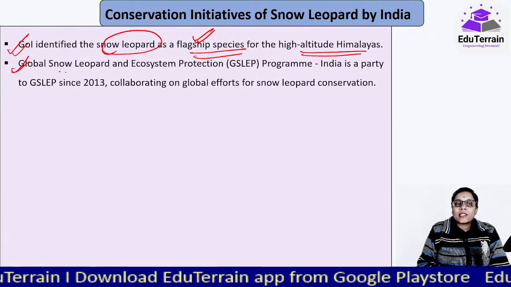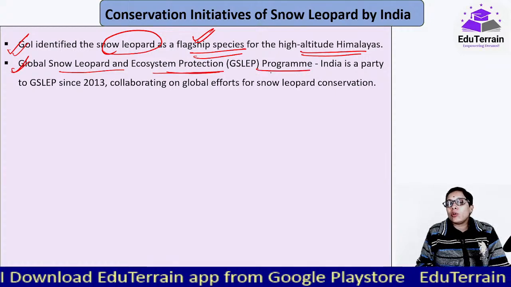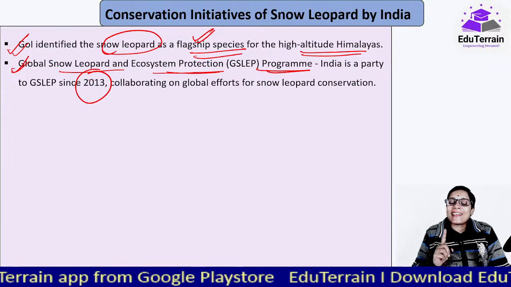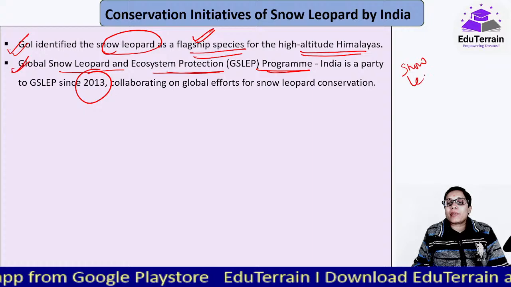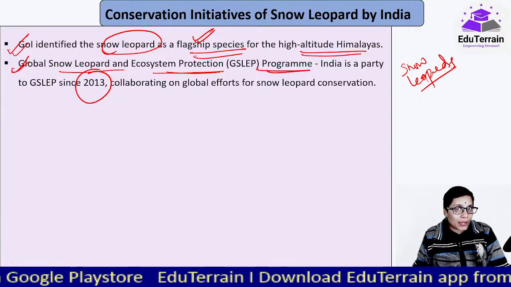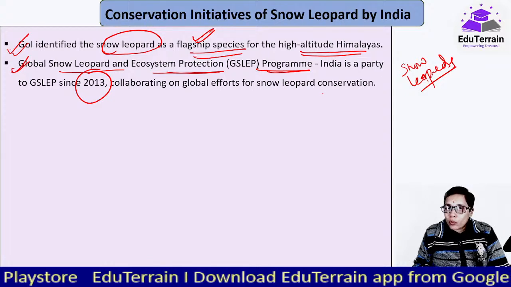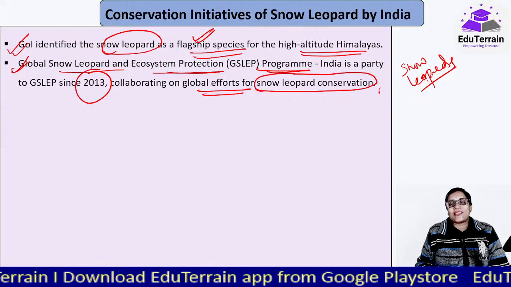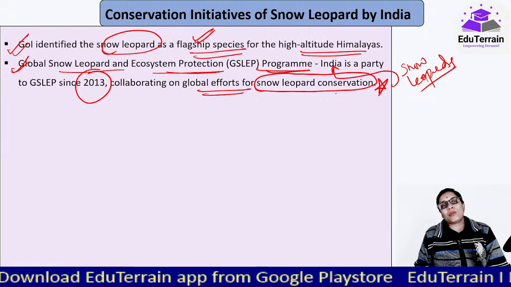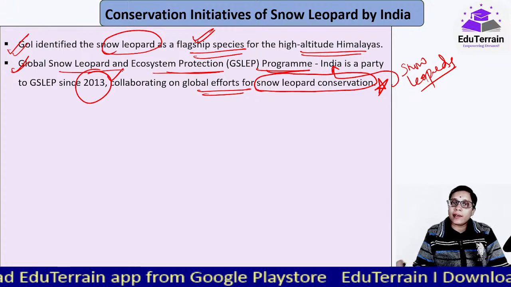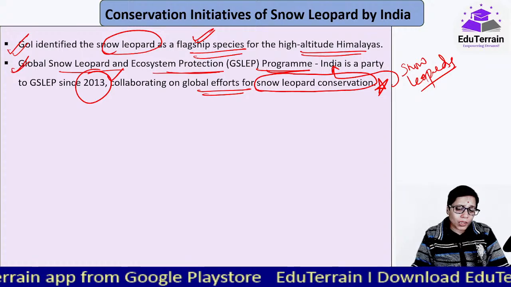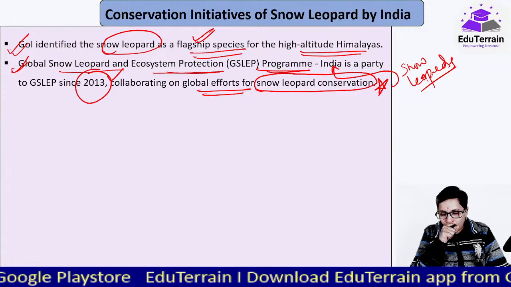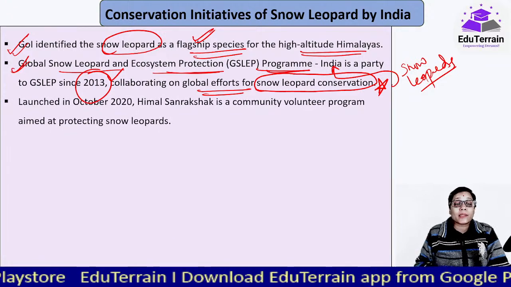Second, the Global Snow Leopard and Ecosystem Protection Program. Now this was launched in 2013 itself, with all those countries who already have snow leopards, the 12 countries. So they all have come together to collaborate on global efforts for snow leopard conservation. And India has also been a party to this since 2013, since the time it was launched. Okay. Now, moving on to our next point.